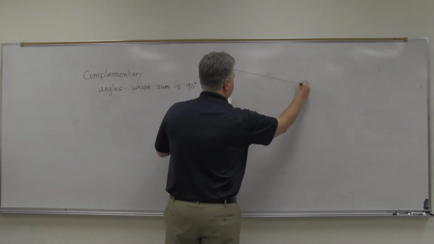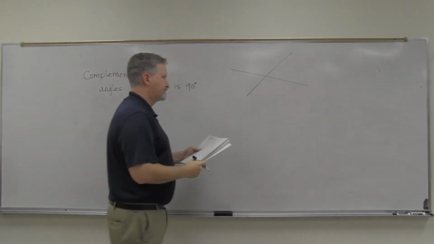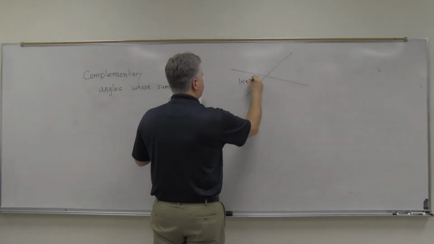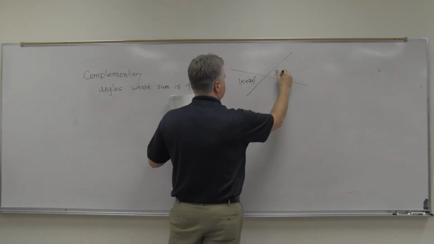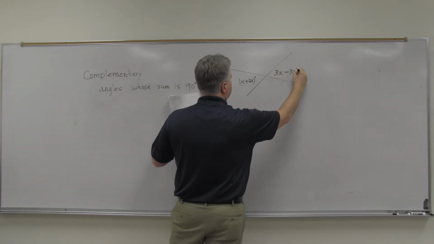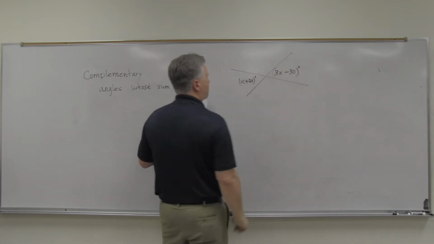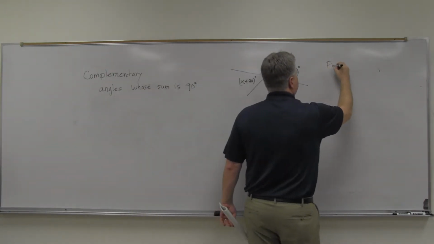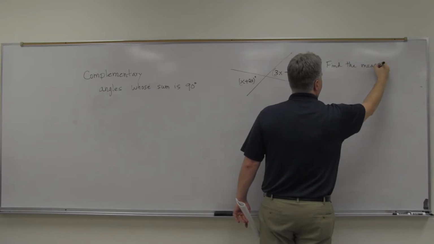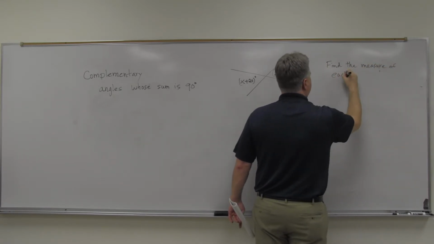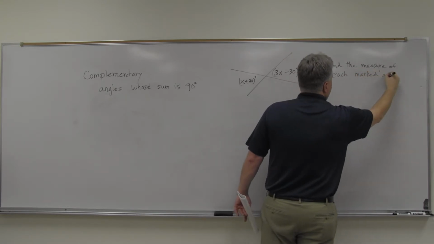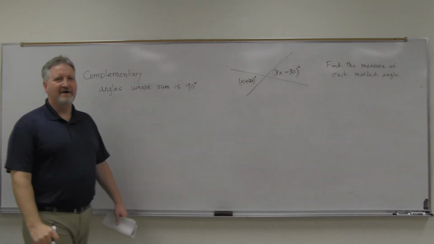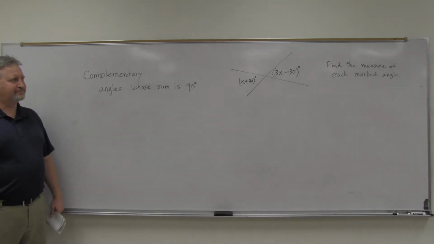All right, so let's say we've got again two intersecting lines. All right, so this angle right here is x plus 20 degrees, and then this angle over here is 3x minus 30 degrees. And so the instructions will be find the measure of each marked angle.